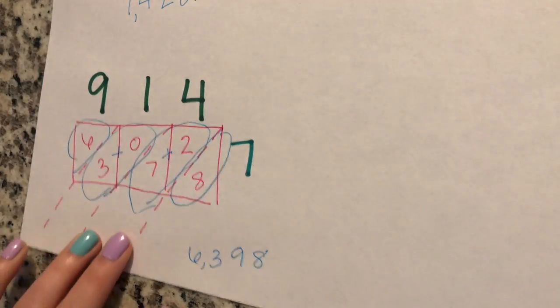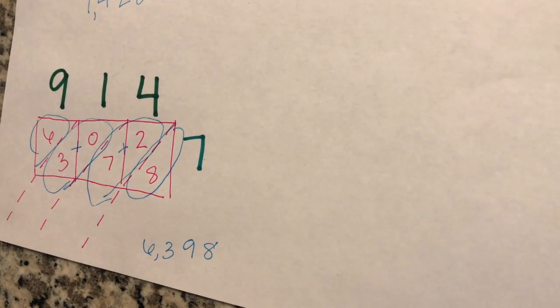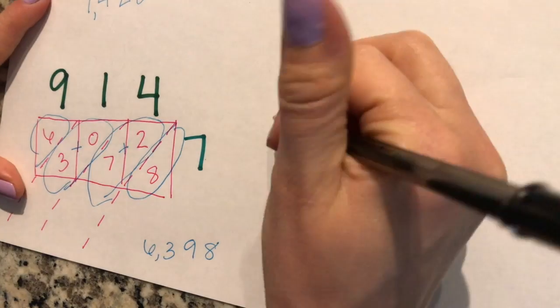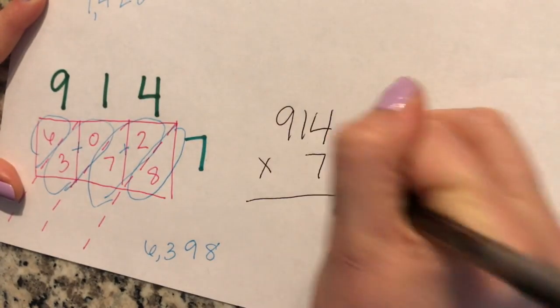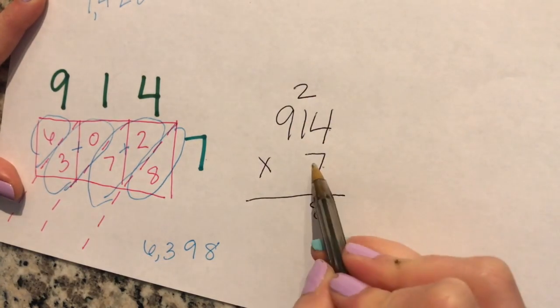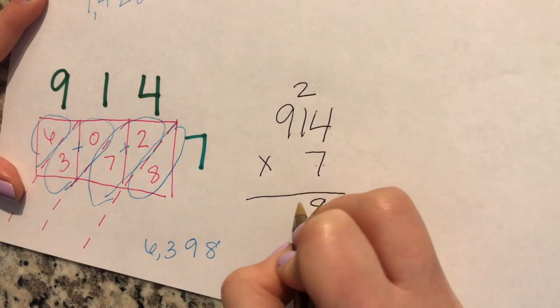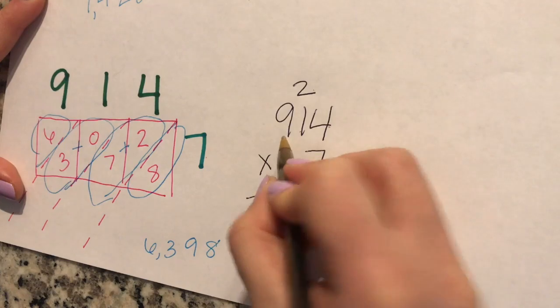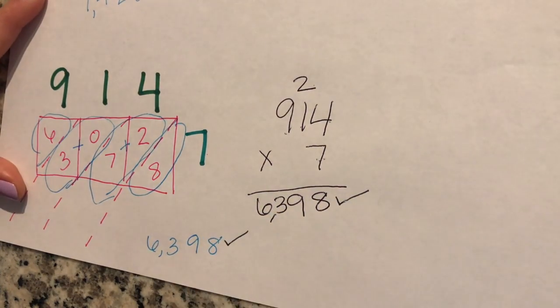So just like Mr. Bob does, we can always double check our work just to make sure that it is correct. So 7 times 4 is 28. 7 times 1 is 7. Then we add 2, which is 9. And then 7 times 9 is 63. So check, we got the same answer.